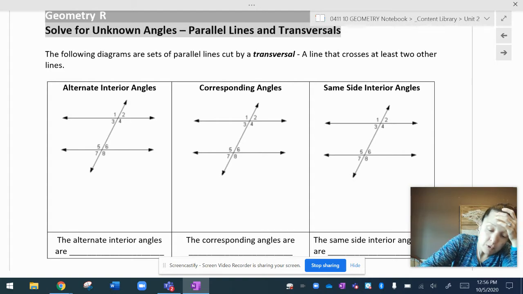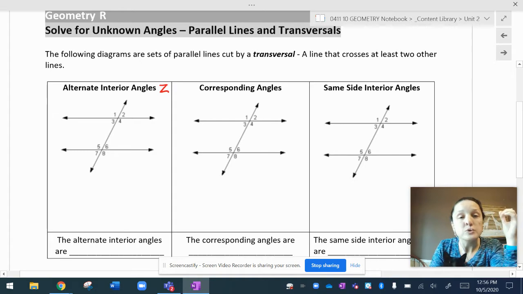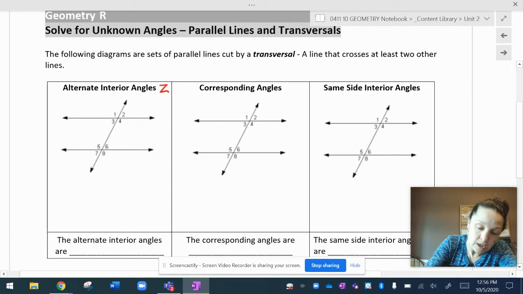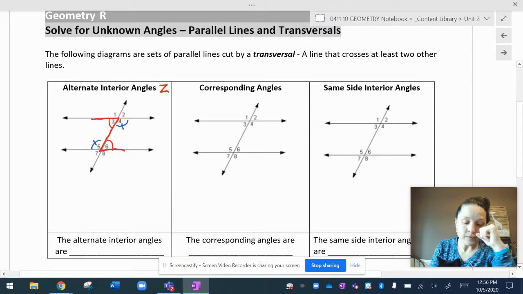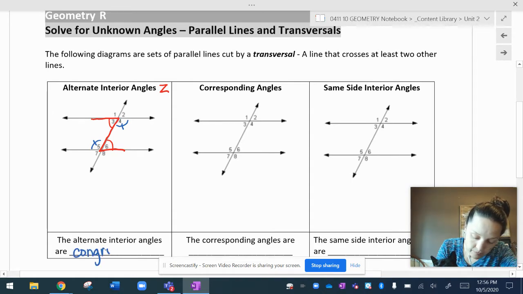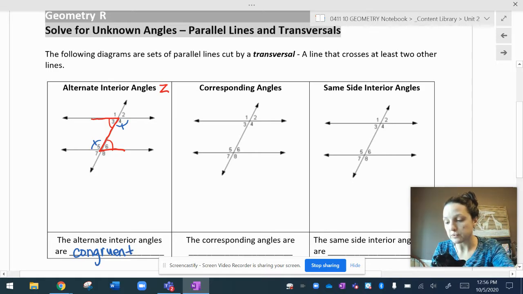So the first kind of angles that we talk about are alternate interior angles. And I'm going to put a letter Z next to that because alternate interior angles always form a letter Z. So the letter Z we can see here is this thing. So alternate interior angles would be the 3 and the 6. And also a pair of alternate interiors are the 4 and the 5. Okay. And then the rule is alternate interior angles are congruent, which means they have the same measure.